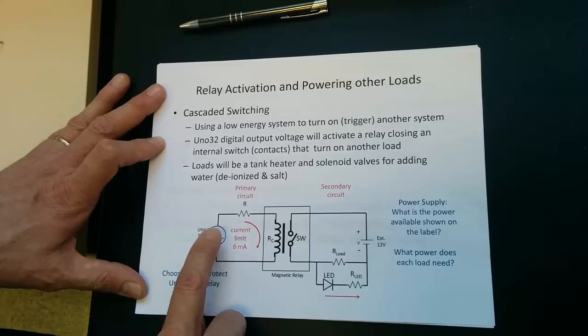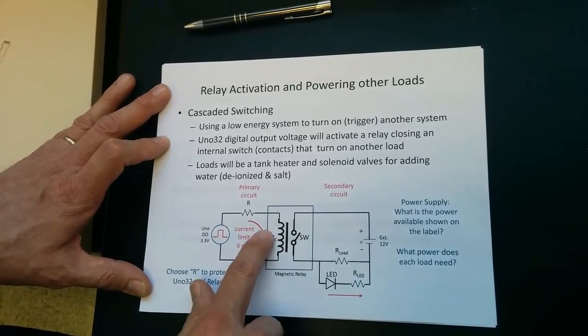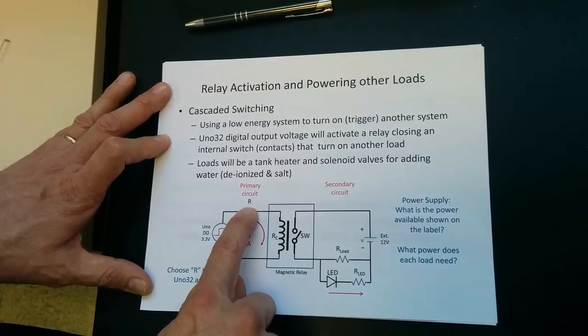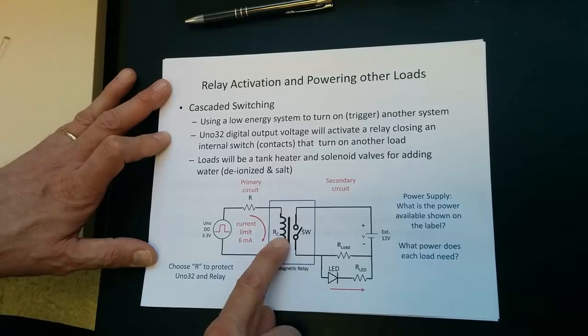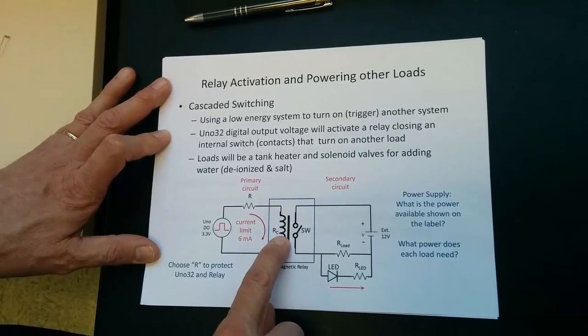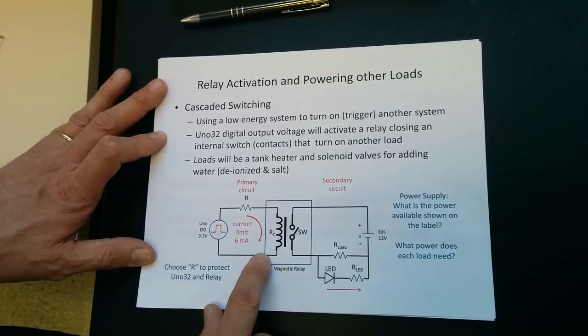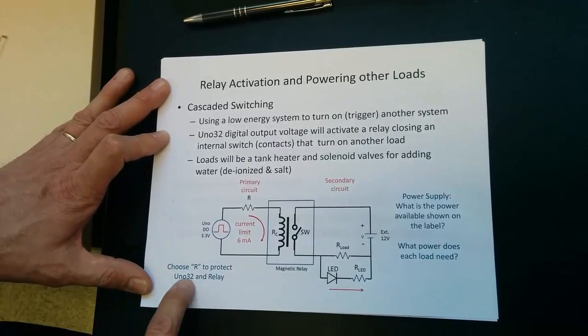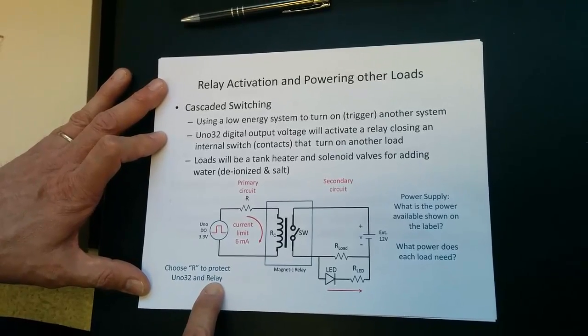There's also a limit on the UNO 32 that you'll be checking out and doing calculations on to find out what this resistor is. This is the resistor we have control over. This magnetic relay has a fixed resistance you'll measure and read off the data sheet, and then you'll check the current limits on the UNO 32 as well. So the whole goal here is to choose R to protect the UNO 32 and to operate the relay.